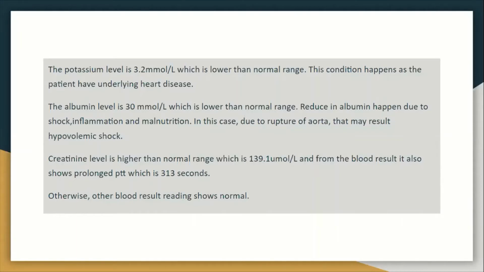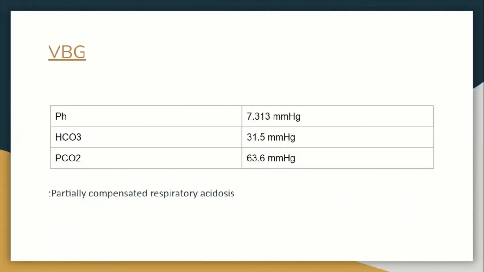The creatinine level is higher than the normal range, which is 139.1 micromole per liter, and the blood result also shows prolonged PTT, which is 330 seconds. Otherwise, the blood results show normal readings. The VBG result shows the patient has partially compensated respiratory insufficiency.